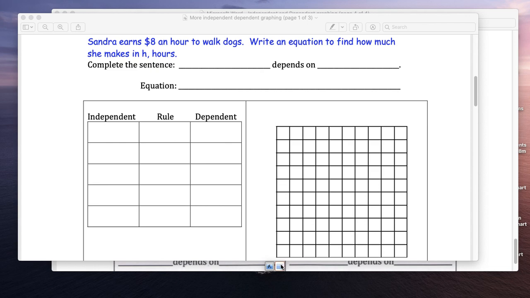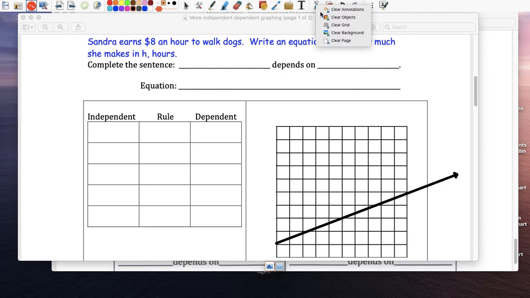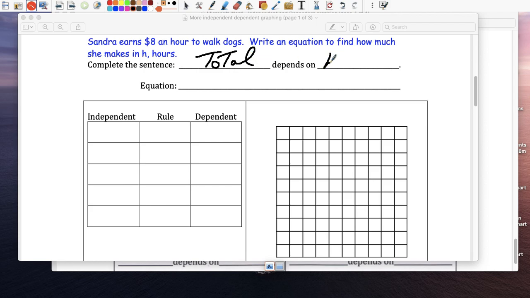A little simpler one. Sam walks dogs. She gets $8 an hour. Trust me, they get a lot more than that. Write an equation to find how much she makes an hour. So the total that she makes depends on the hours. So the total T depends on the hours. What is it per hour? It's 8H. So there's a proportional relationship. This one is pretty easy. 1 hour, $8, 2 hours, 16, and so on.